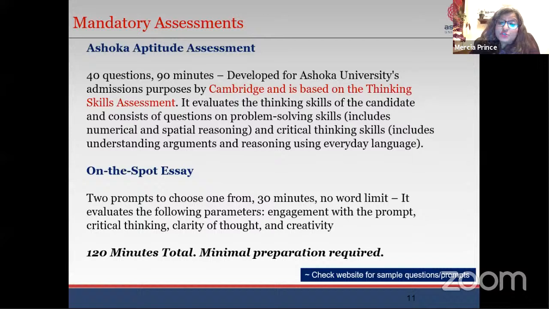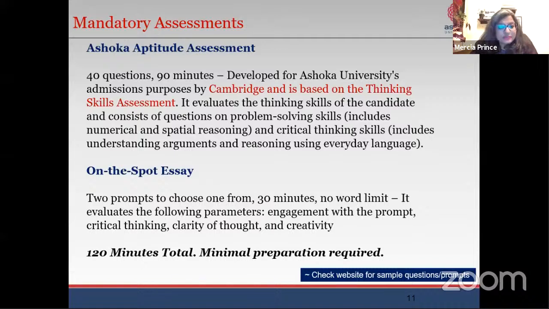The next part is that there are two parts in the mandatory assessments. You have to do both; both are mandatory. The on-the-spot essay: you get 2 prompts, you choose one. 30 minutes, no word limit, you can write as much. Again, the prompt that you pick evaluates your engagement with the prompt, whether you can think critically, your clarity of thought, creativity if needed, right?